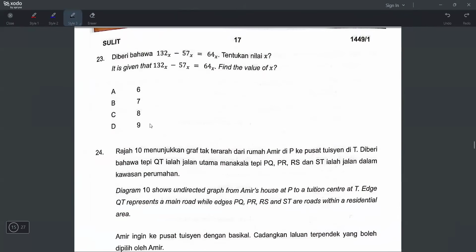All right, 23. 132 base x minus 57 base x equals 64 base x. Find the value of x. Okay, this is under Form 4 Chapter 2 number base. Asas nombor. Okay, first things first is we know the x is not 6, it's not 7. Okay, because if it's base 6, dia hanya boleh ada digit 0 to 5. So you have digit 7. So you know, because x is the base, dia adalah asas.